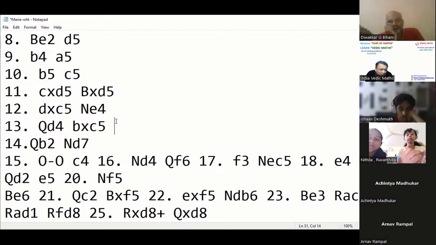Ruvantika, unmute. One question for Ruvantika, one for Nithila, okay? First, Ruvantika, what is the 13th move of white? Queen d4. Correct? Yes, sir. What is the 8th move of black? d5 pawn. Very good. Next. Who will go next now? Nithila. Nithila, what is the 15th move of white? The 15th move of white is short castling.